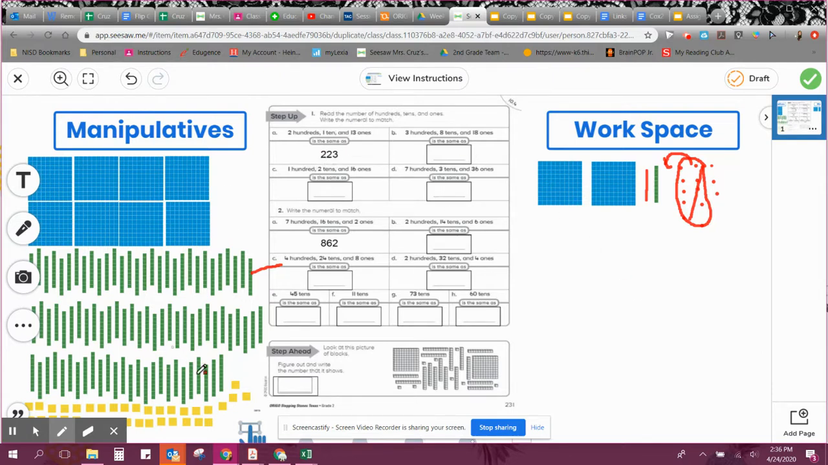Okay, so use your workspace here. That is really helpful for you to see how you're going to trade. Cross it off, draw your arrow, and then do your 10.